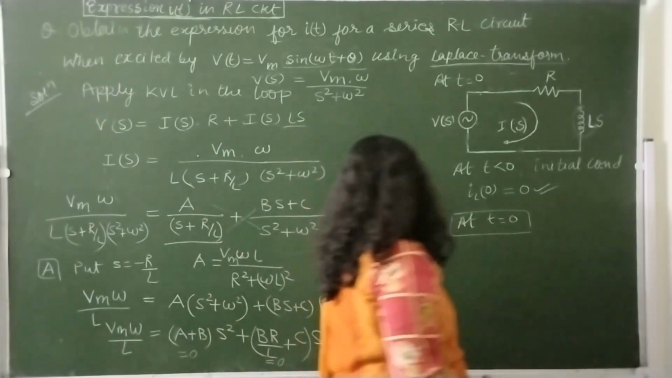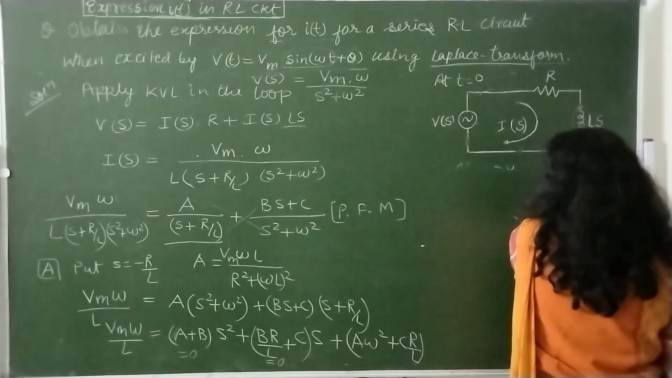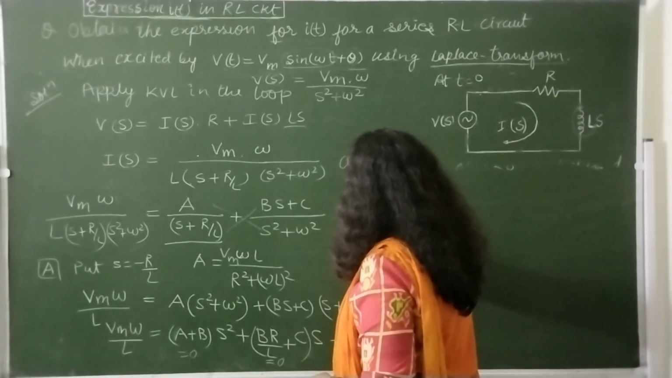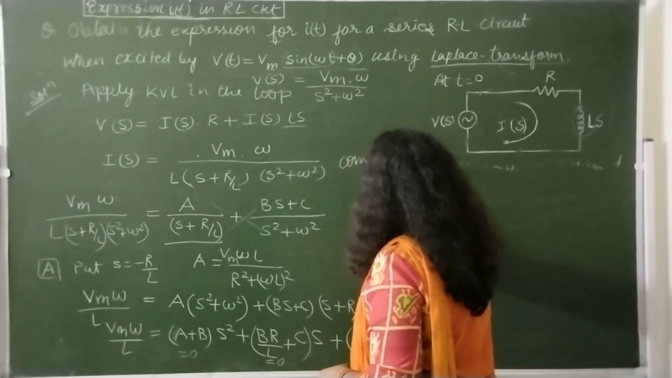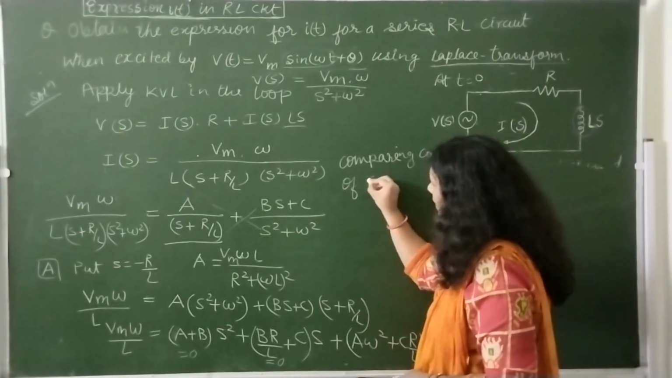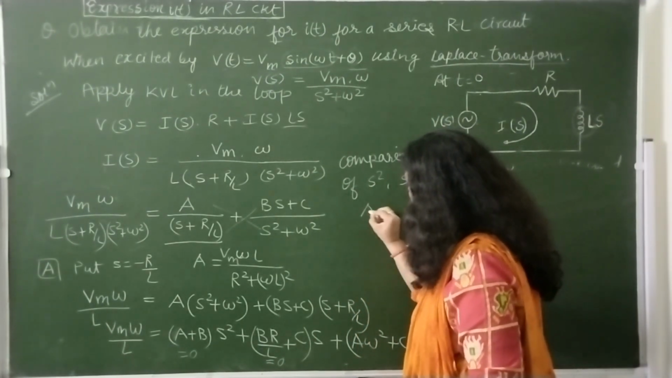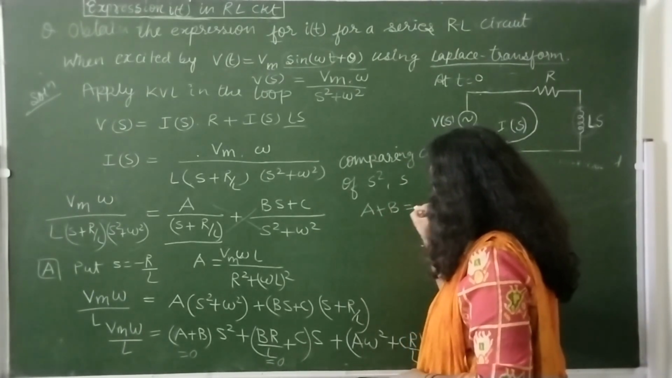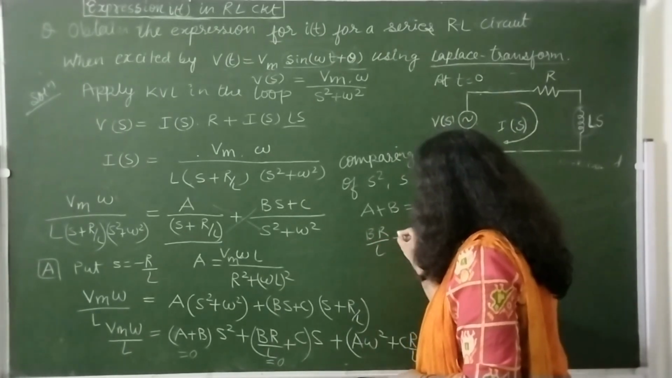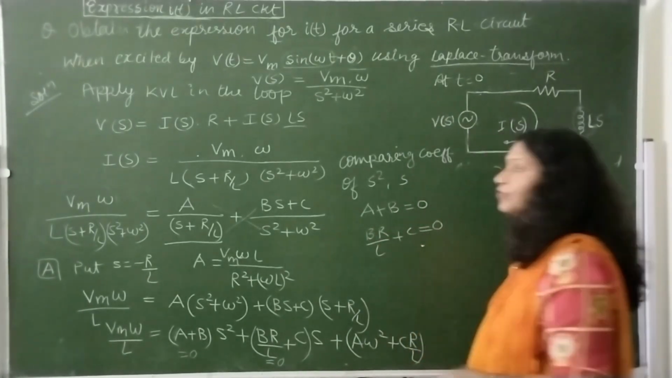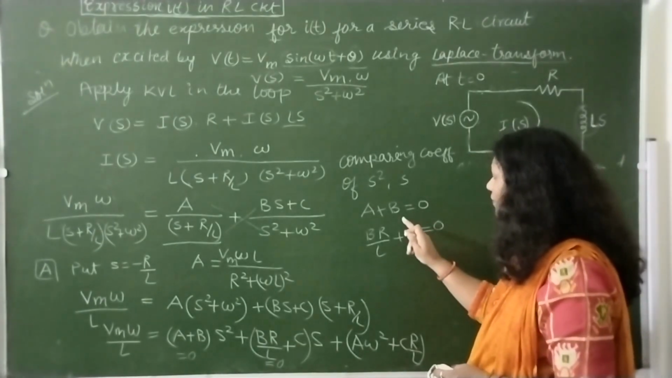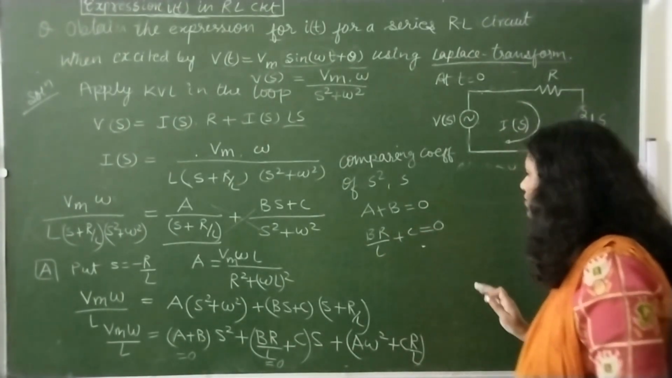So here while we compare the coefficients of s square and s, we get the equation A plus B is equals to 0 and B R by L plus C also equal to 0. By these two equations we can get the value of B and C constants.